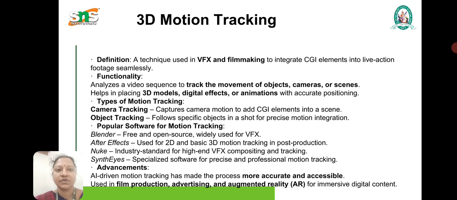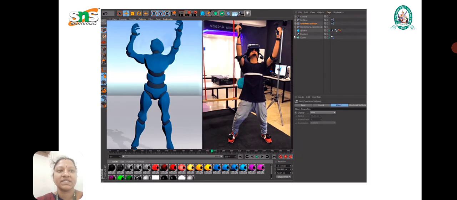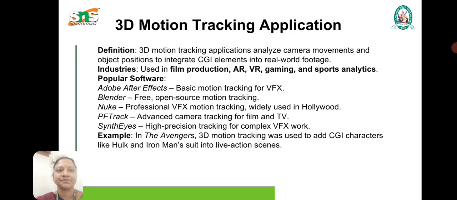Popular software for motion tracking: the first one is Blender, then After Effects, Nuke and Syntheyes. These are some of the popular software for motion tracking. Advancement: AI-driven motion tracking has made the process more accurate and accessible. Used in film production, advertising, and augmented reality for impressive digital content. It is one example of motion tracking.